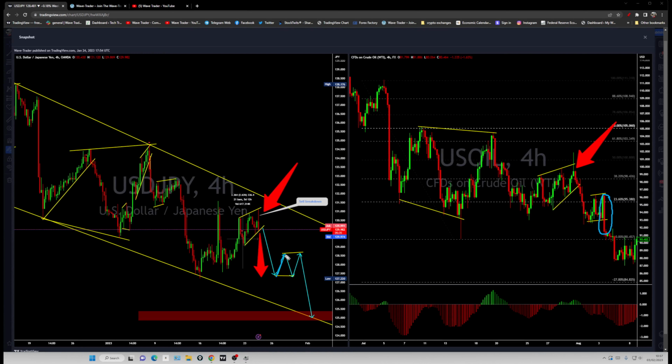We are having a similar kind of pattern formation right there at this area. So you are looking for that sharp sell-off on the dollar yen, that sharp sell-off to break down this previous low and first of all go up to 126.50, and in the best case scenario go all the way up to 125. So you got the point.